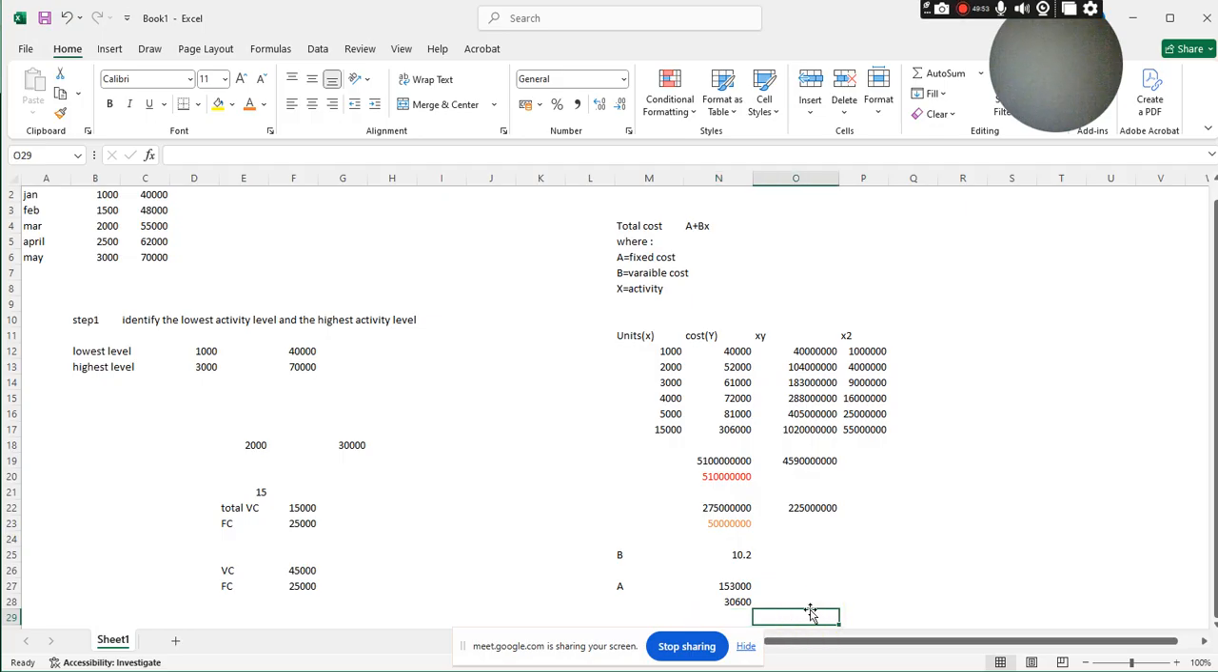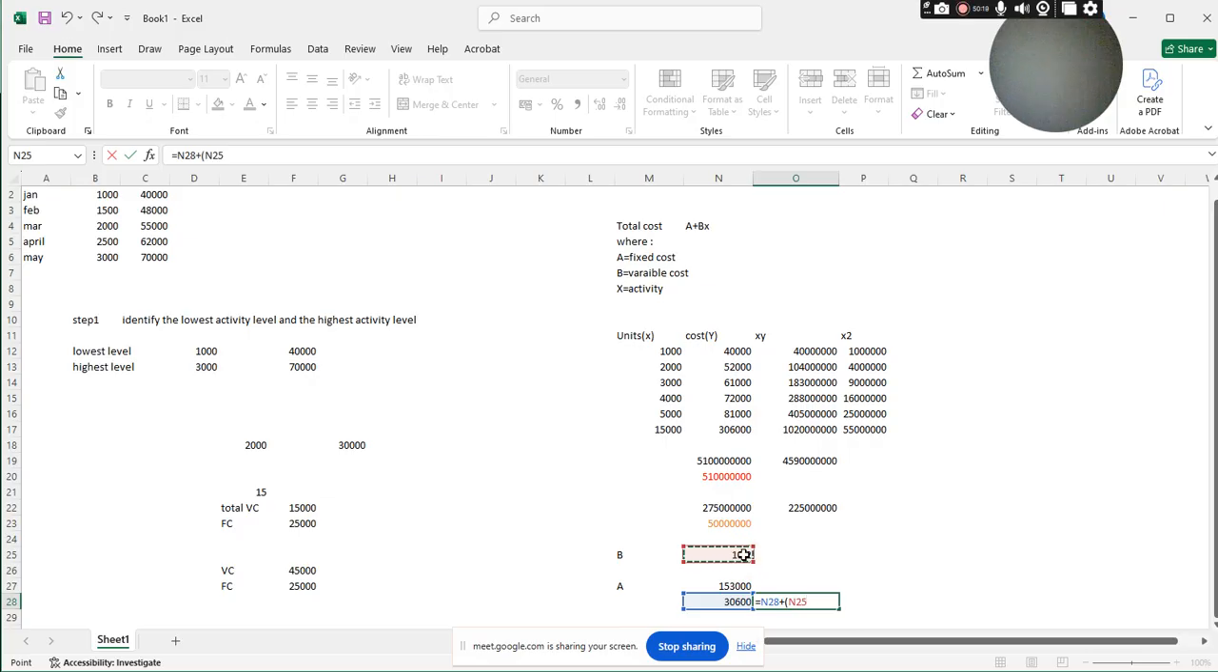Okay, let's get our cost function now to be this, abi. We say our cost function is a plus bx, right? Okay, so we can say equals to this plus, open bracket, this multiply by, right, this is our x, abi. Let's say 1000 units here. You close your bracket, enter.